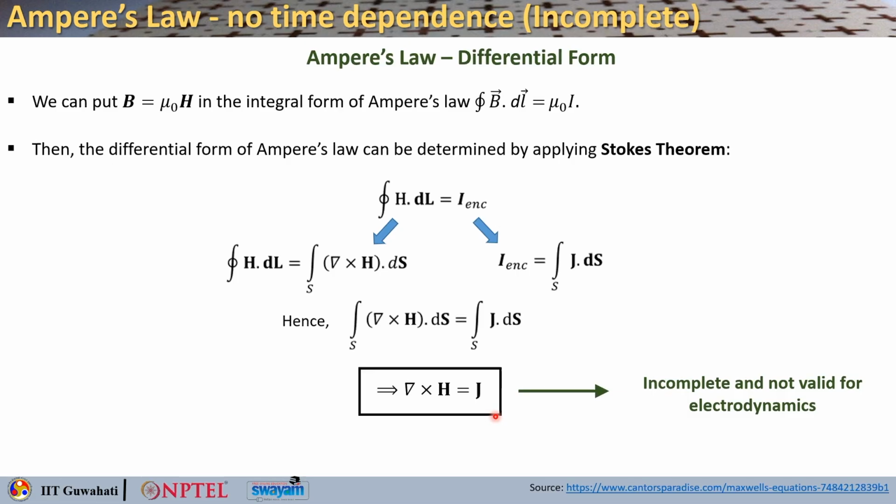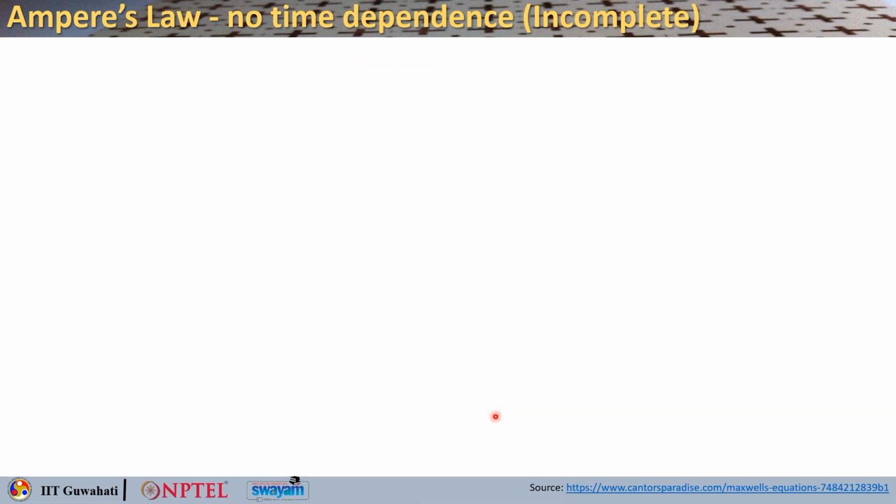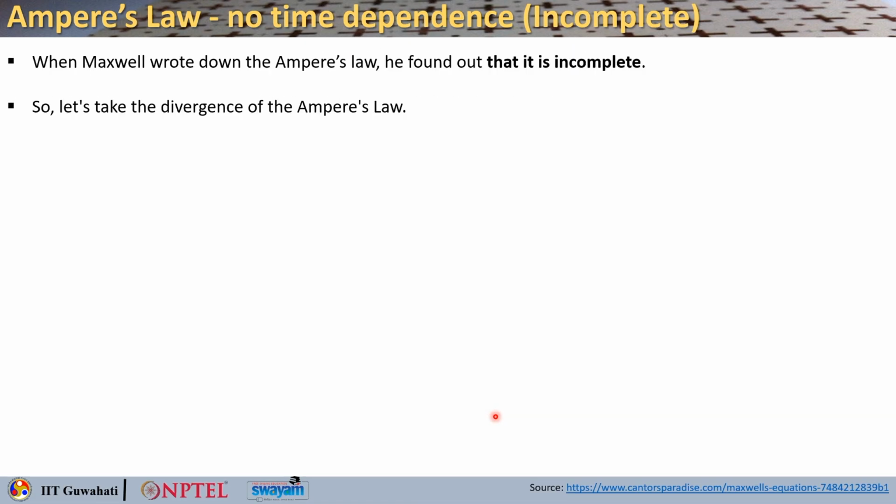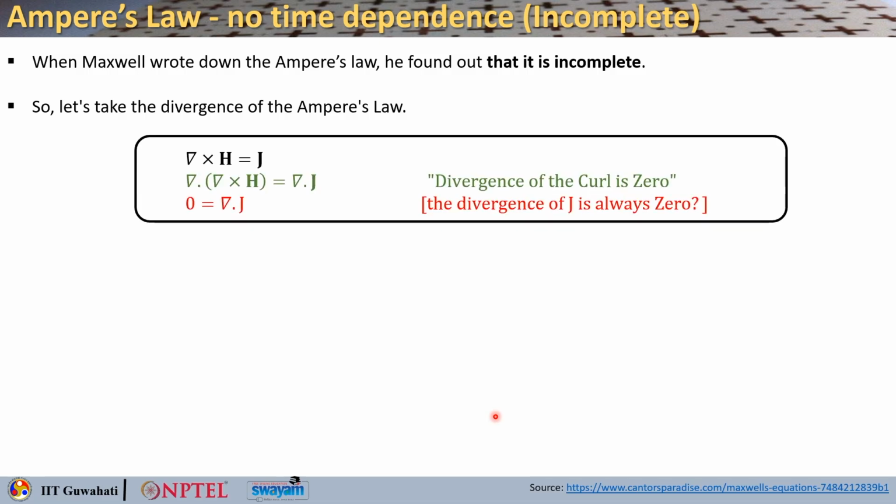Now, this is incomplete and it is not valid for electrodynamics. Why? Because when Maxwell wrote down this Ampere's law, he found that it is not complete. He started with Ampere's law and took the divergence of it on both sides. Divergence of a curl is 0. That means divergence of J is becoming 0. But is it always the case?